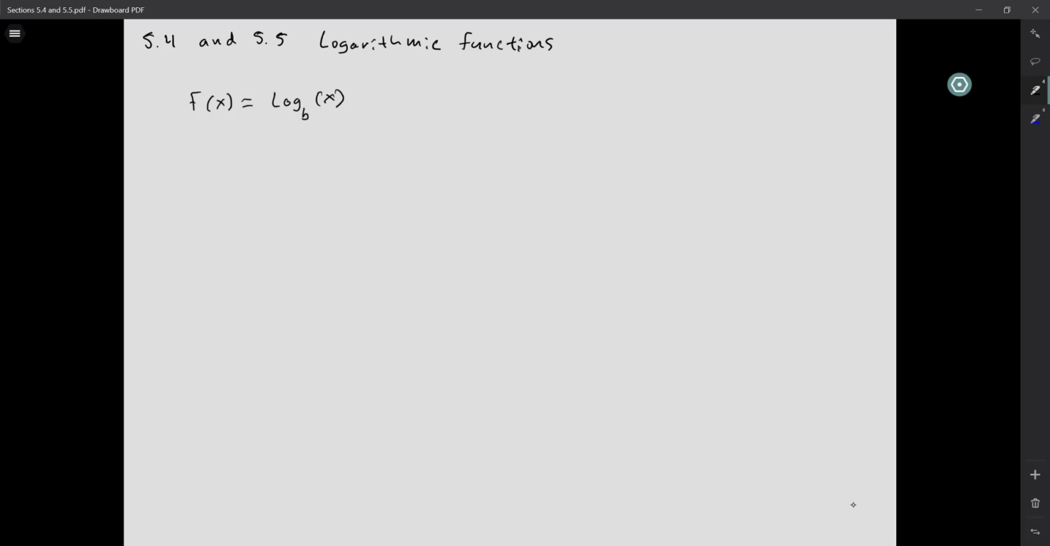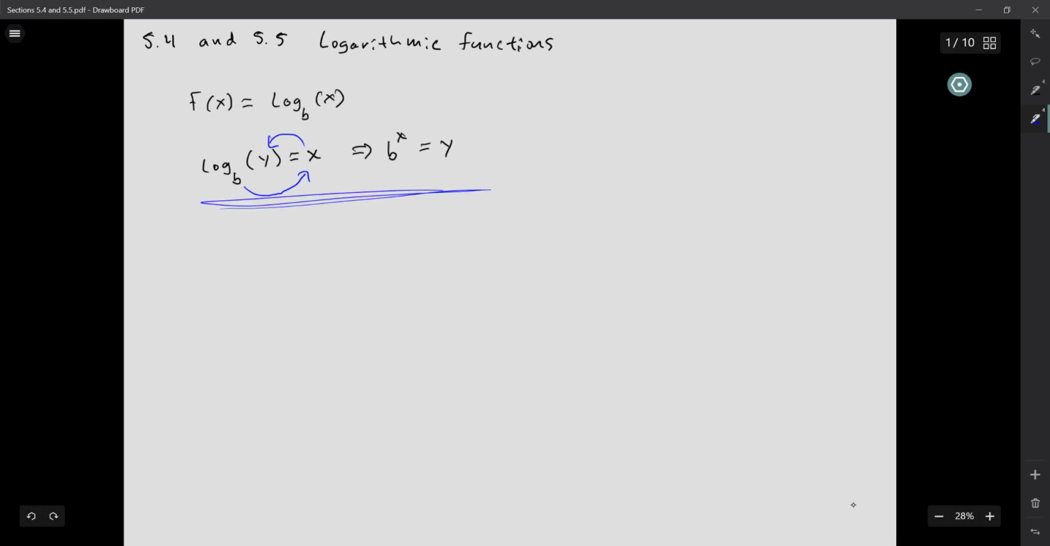So if I've got log base b of y equal to x, this means that b to the power of x is equal to y. So we start with the base, we go outside, and then we end up inside of the log. And this fundamentally is all we really need to know about logarithms. This is what they mean.